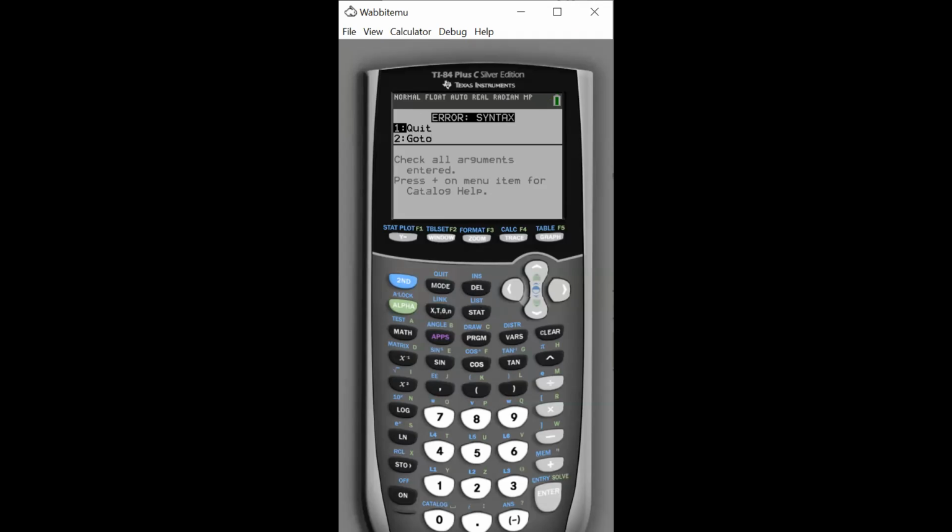Enter. Oops, okay, so this one does not like it. So let me just try this one more time, 14 squared. Oh my gosh, what am I doing? 14 squared. There we go. Okay, so that's going to be 196, right?